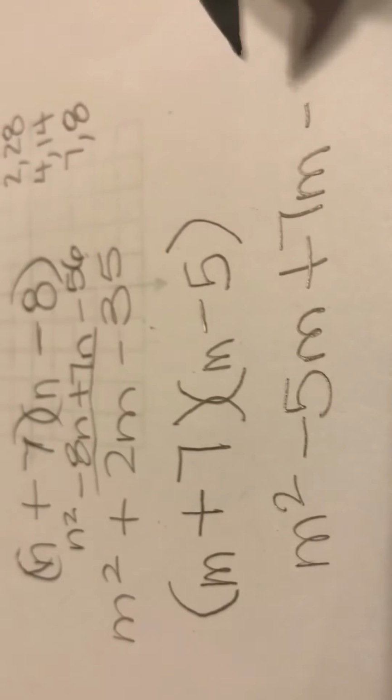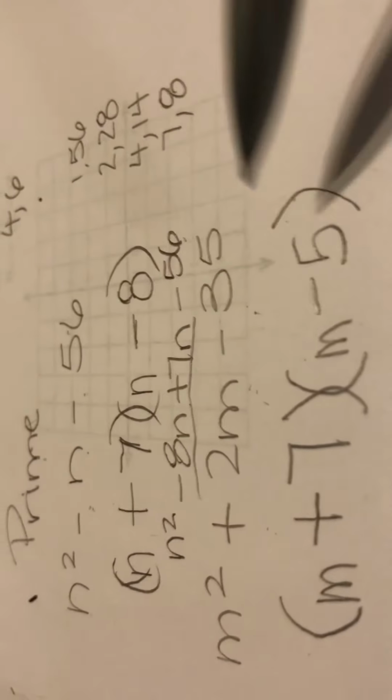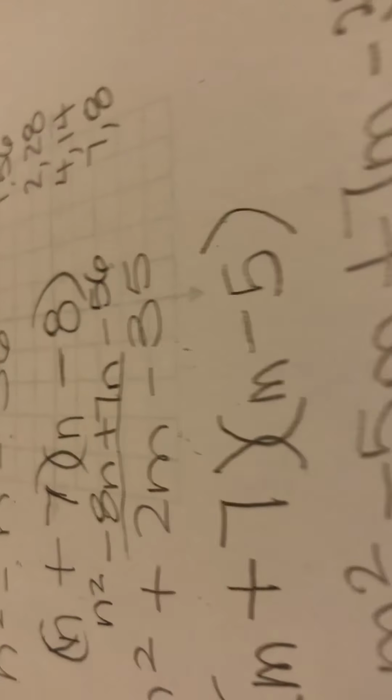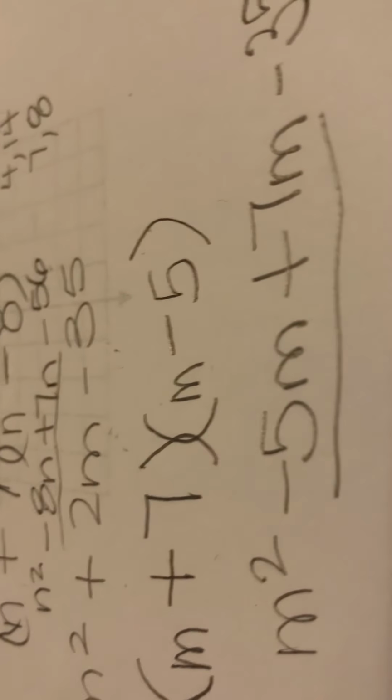So this would be m squared for my first terms, minus 5m for my outer terms, plus 7m for my inner terms, and then minus 35 for my last terms. So there's m squared. Then that negative 5m plus 7m would give me that positive 2m. And then there's my negative 35. And so we're done factoring with just this plain trinomial.